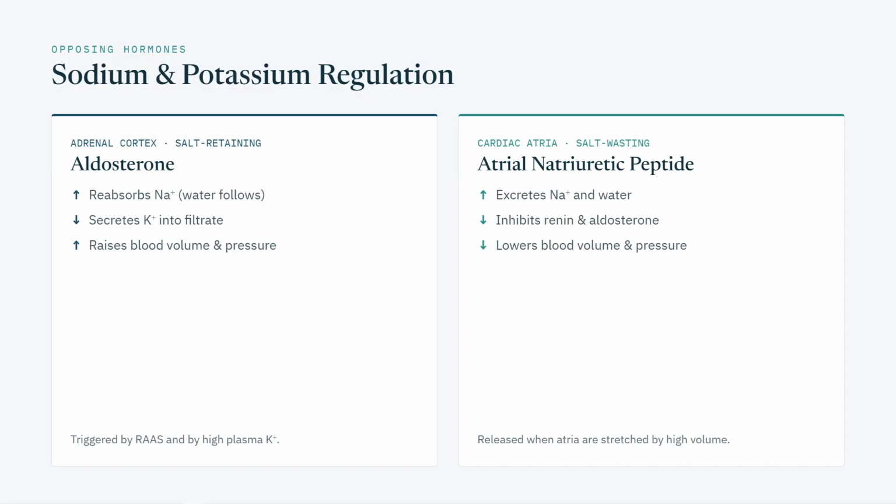Its counterweight is ANP, atrial natriuretic peptide, released by the heart's atria when they're stretched by too much blood volume. ANP does the opposite. It promotes sodium and water excretion and shuts down renin and aldosterone. So volume and pressure fall. And notice potassium is regulated mainly through that aldosterone-driven secretion, which really matters because potassium sets the excitability of your nerves and heart. Too much or too little is genuinely dangerous.